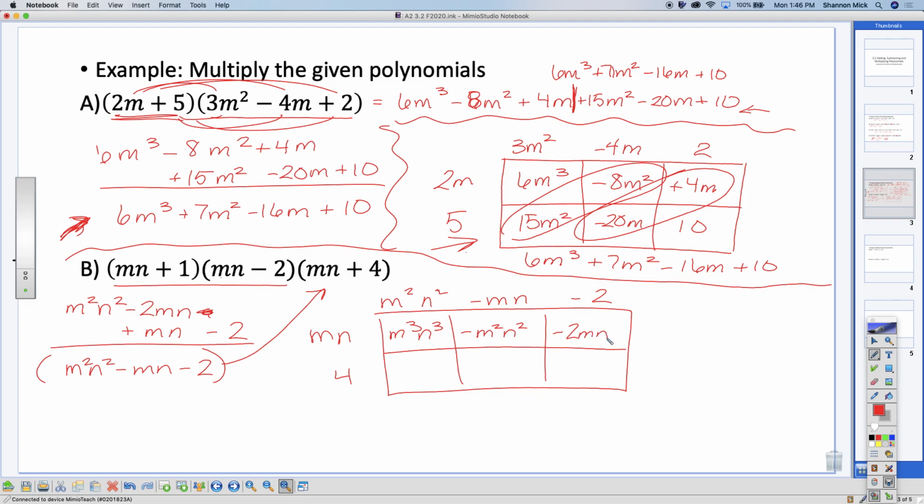Should we see what our answer is? I didn't do that right. So I got m cubed n cubed plus 3m squared n squared minus 6mn minus 8. I knew it.